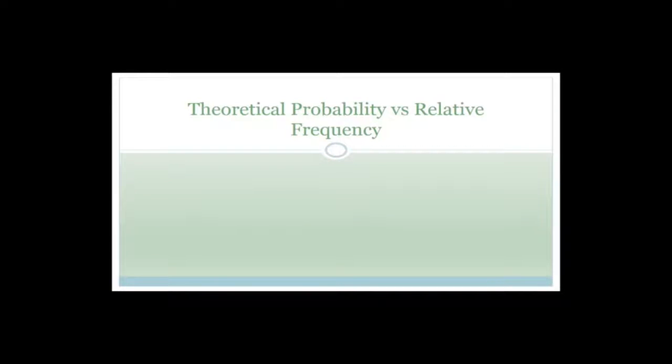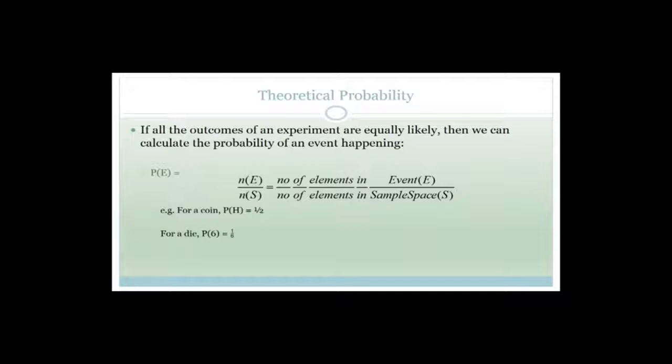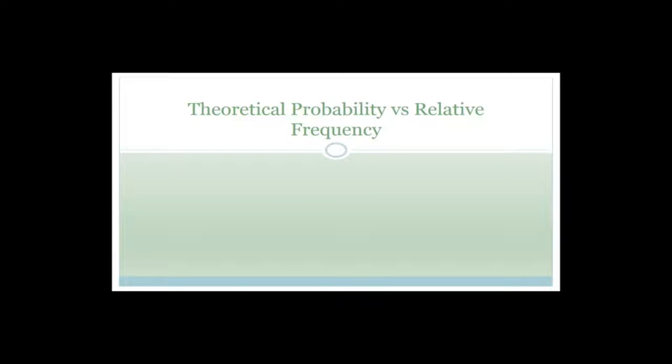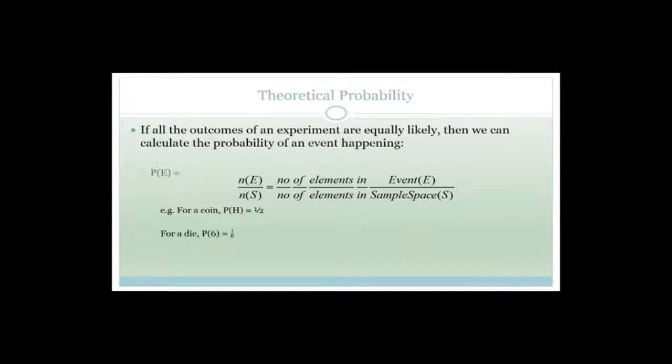Okay. Now, we need to talk about the difference between theoretical probability and real probability, and relative frequency. So, for example, if I say to you, pick up a dice or pick up a coin and throw it, what is the probability of you getting tails? And you would say, well, there's a 50% probability of it happening. Theoretically, there is a 50% probability of it happening, okay? And theoretically, it'll be 50% every time.